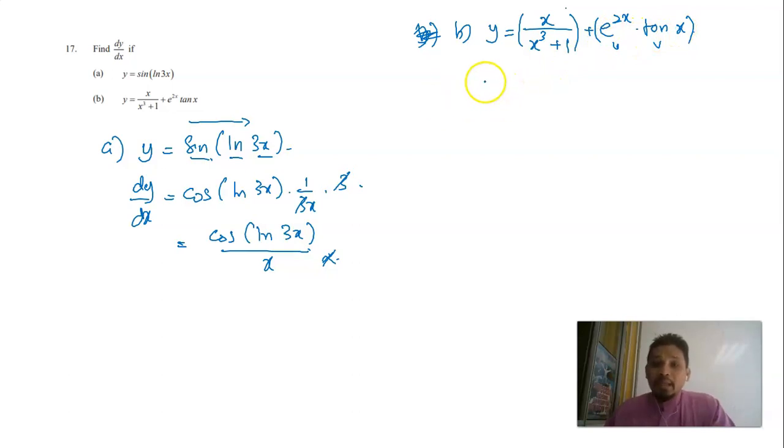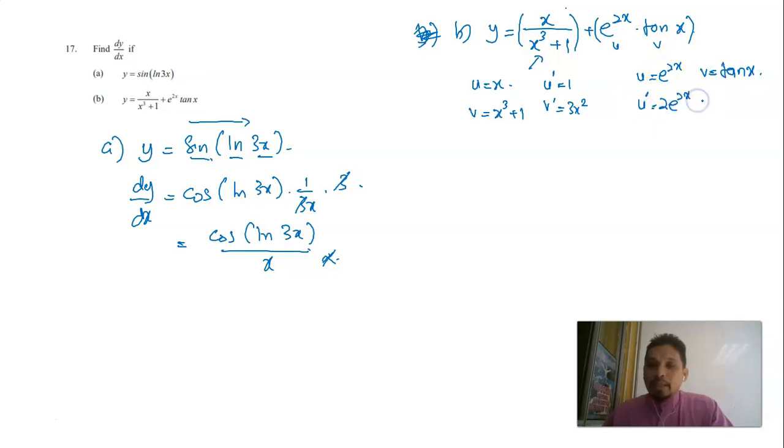Okay. So the first one here, let u equal to x and v equal to x cubed plus 1. So then u prime equal to 1 and v prime equal to 3x squared. Okay, this is for here. And next one here, u equal to e power of 2x and v equal to tangent x. So u prime equal to 2e power of 2x and v prime equal to the derivative of tangent, secant square x.